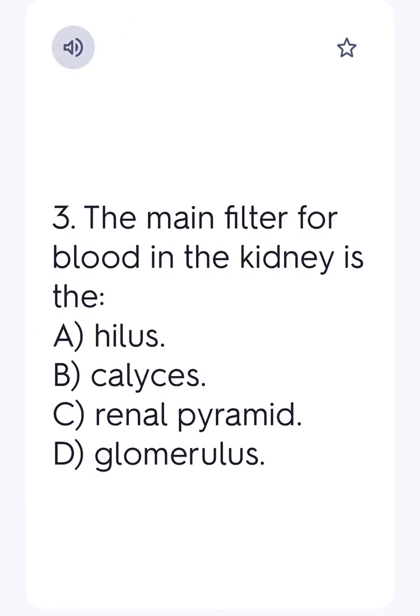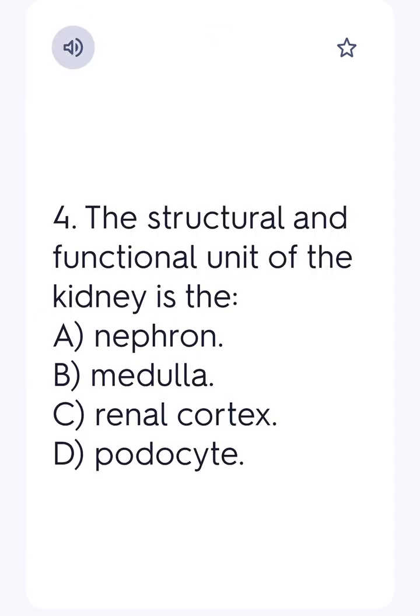3. The main filter for blood in the kidney is the A hilus, B calyces, C renal pyramid, D glomerulus. Ans. D. 4. The structural and functional unit of the kidney is the A nephron, B medulla, C renal cortex, D podocyte. Ans. A.